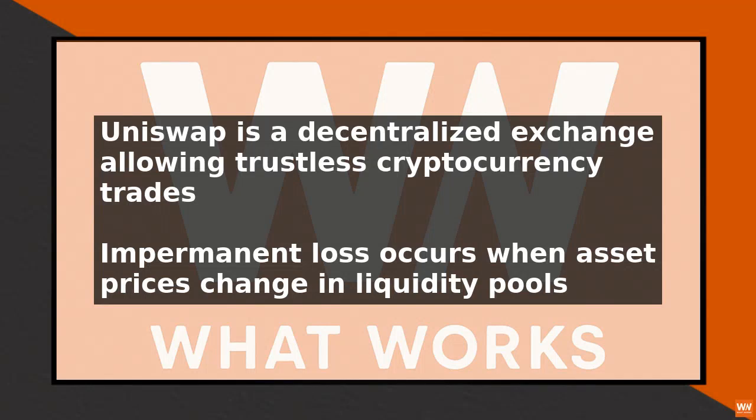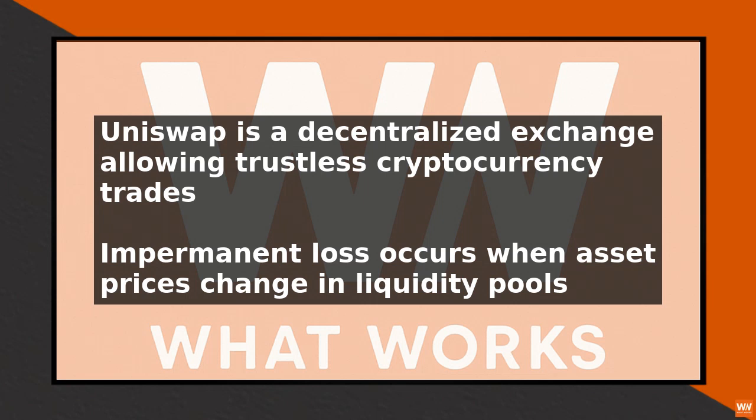Welcome to this comprehensive guide on best practices for Uniswap impermanent loss. Uniswap is a popular decentralized exchange that allows users to trade cryptocurrencies in a trustless manner. However, providing liquidity to Uniswap comes with a risk known as impermanent loss. Impermanent loss occurs when the price of the assets in a liquidity pool changes, resulting in a temporary loss of value for the liquidity provider.